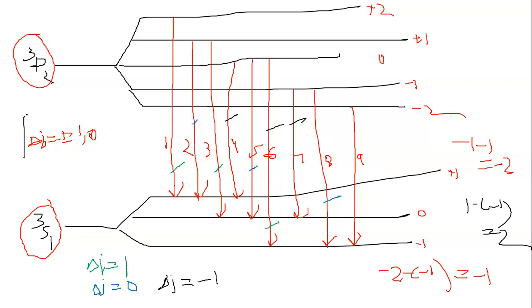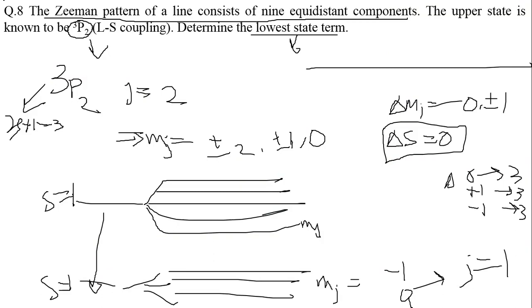So for the transitions having 9 components, it is given the Zeeman pattern of a line consisting of 9 equidistant components. The upper state is known to be 3P2, determine the lowest state term. So basically, as you can see, it is 3P2, so 2S plus 1 is equal to 3. So here S is not equal to 0.